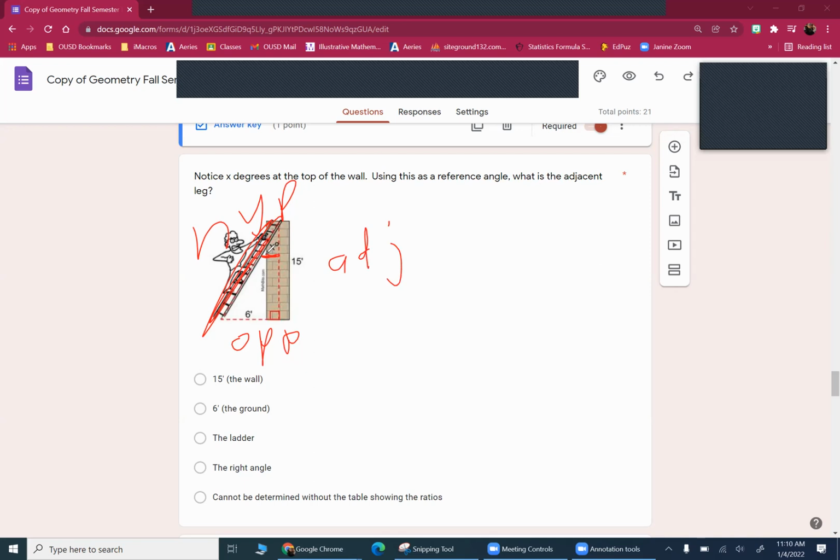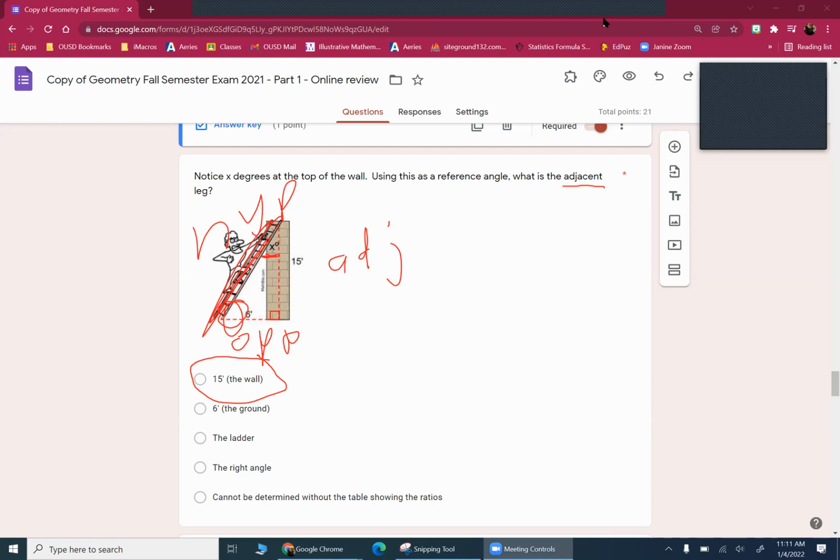If I flipped around and looked at this angle down here, the adjacent and the opposite would flip-flop. So what did I ask? The adjacent leg is the 15 feet from the wall. And I'm probably going to stop there. Maybe I'll keep going and just edit this at the end. Oh, I've got to clear that though. Here are my drawings.